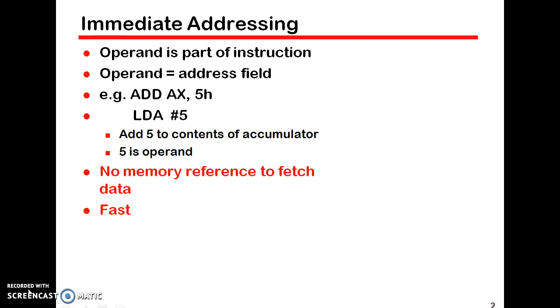addressing mode. Firstly, we look into immediate addressing mode. In immediate addressing mode, the operand is part of the instruction itself. As you can see in this example, add ax, 5h, where 5h is the operand. It is immediately available as a part of the instruction. Hence, the advantage here would be no memory references. Because there are no memory references, it is faster to access.